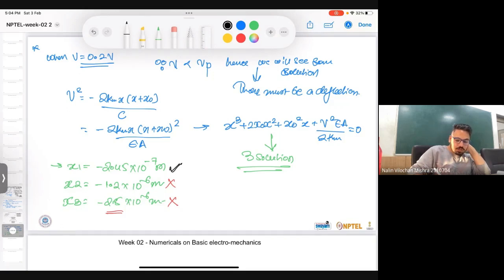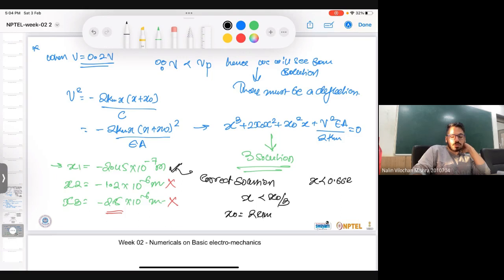this is the correct solution, as x needs to be less than x naught by 3. What is x naught? X naught is 2 micrometer. So x should be less than 0.66 micrometer. So the only solution possible is this.